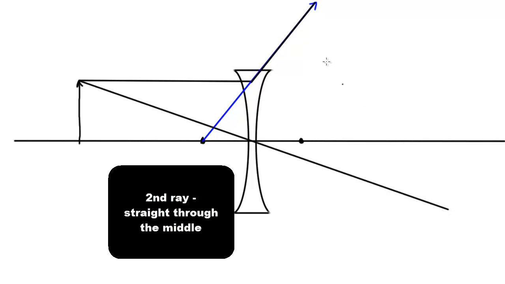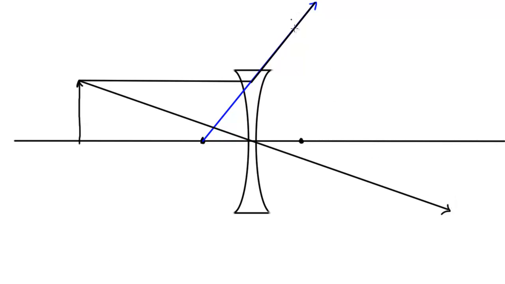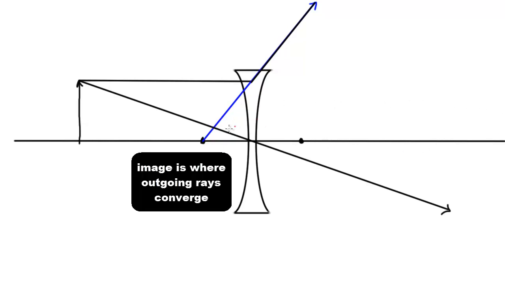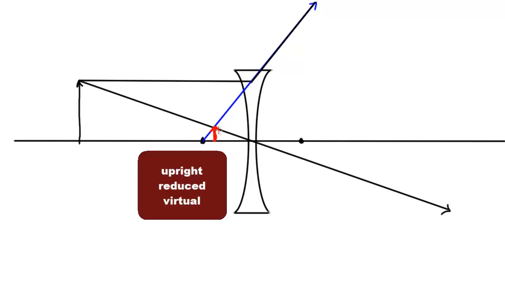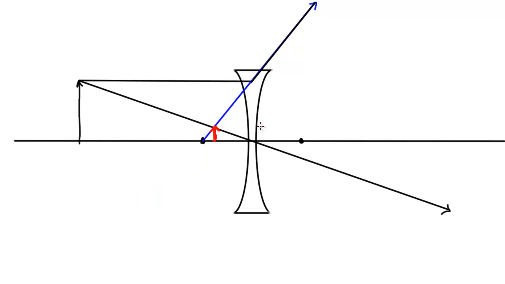Now, if we look and see where these outgoing rays, this one and this one, converge, they converge back here. And my image is going to be this little guy right there. Just a tiny little image that is upright, reduced, and virtual. This is the only kind of image you can make. The question might be, well, what happens when I do move that?